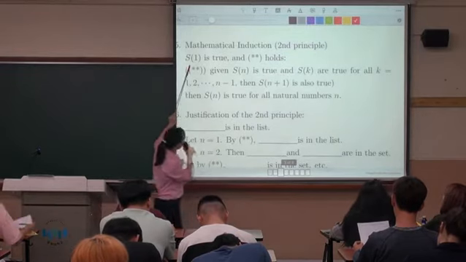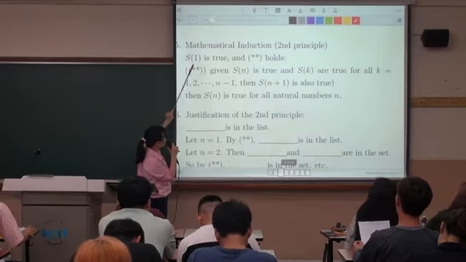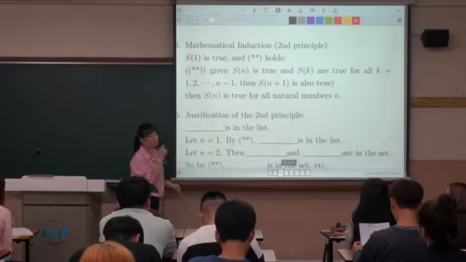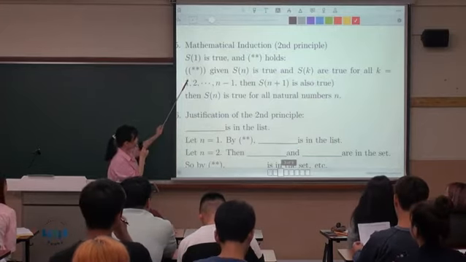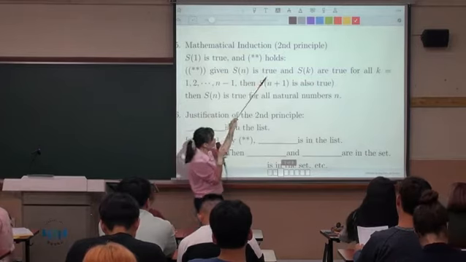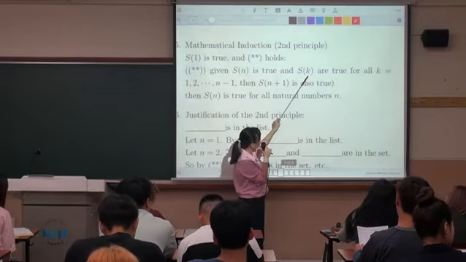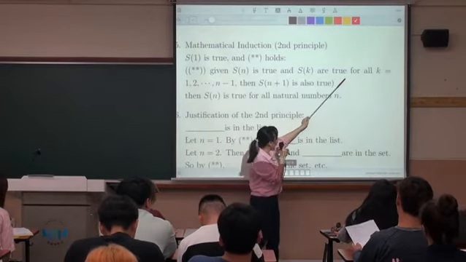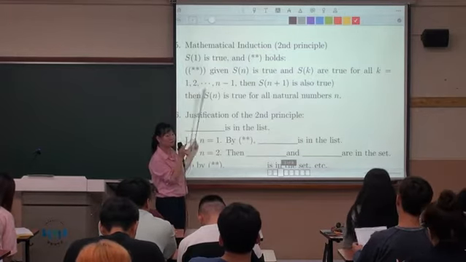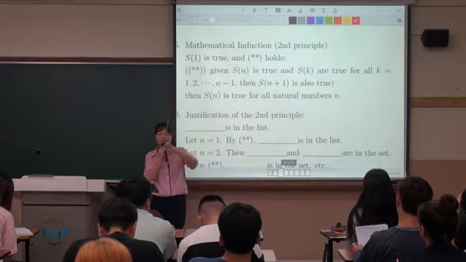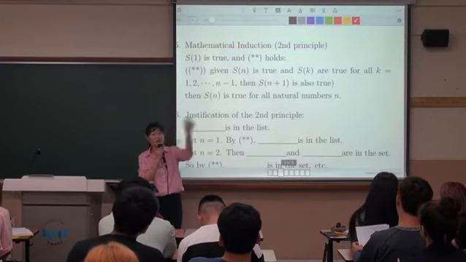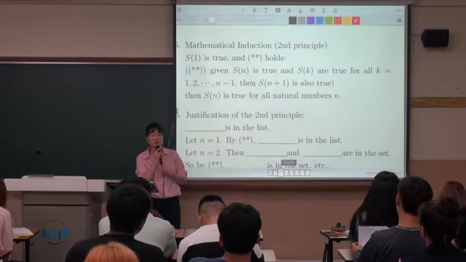Okay, let's read. S1 is true and double star holds. So this is the double star. Given Sn is true and S of k are true for all k from 1 to n minus 1. We don't assume only that Sn is true, but that everything before it is true as well, and then show that S of n plus 1 is true.